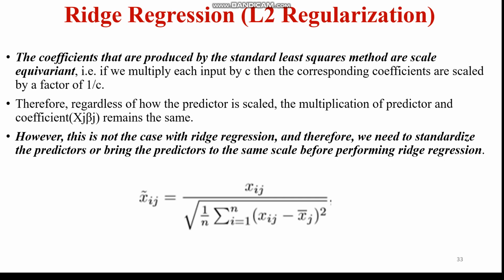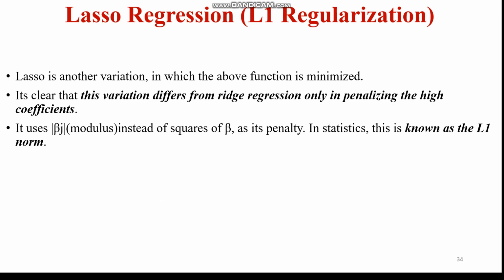The coefficients that are produced by the standard least squares method are scale equivariant. If we multiply a predictor by a certain constant c, the corresponding coefficient will be scaled by 1/c. So even if we scale a predictor, the product of the predictor and its coefficient remains the same. This is not the case with ridge regression, and therefore we need to standardize the predictors, or bring the predictors to the same scale, before performing ridge regression.